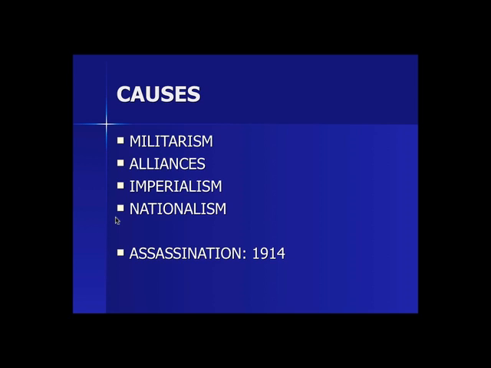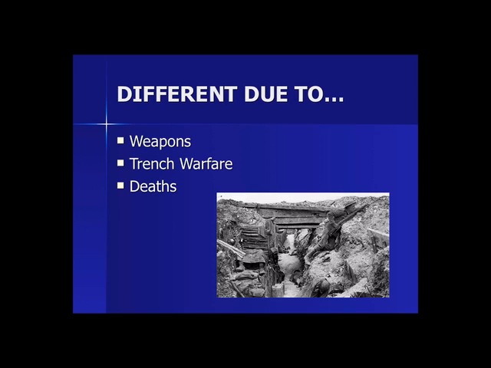Anyways, so it was like a powder keg with all of these four causes, and then at the very end, like the fuse that went up to the powder keg was the assassination of Archduke Franz Ferdinand. Okay, why was World War I different? It was different due to the way that they fought. They were using trench warfare, which, as you can maybe see in that picture there, what an ineffective way to fight. I mean, once you got your trench dug, it was fine.